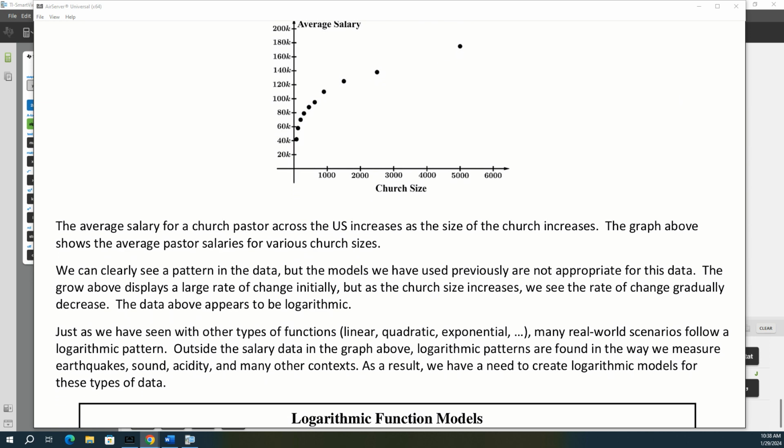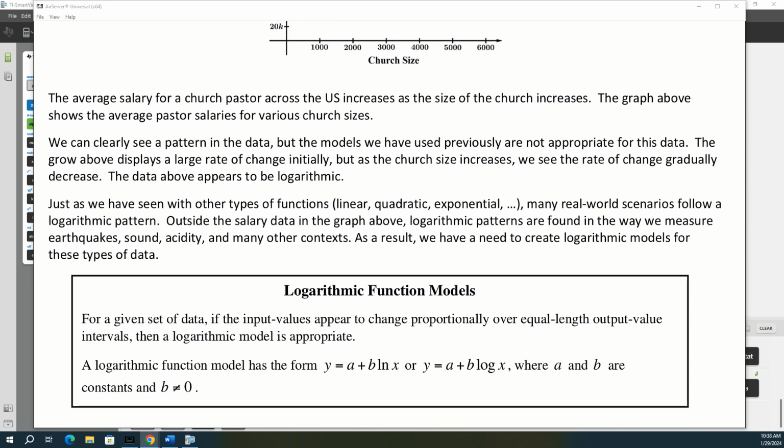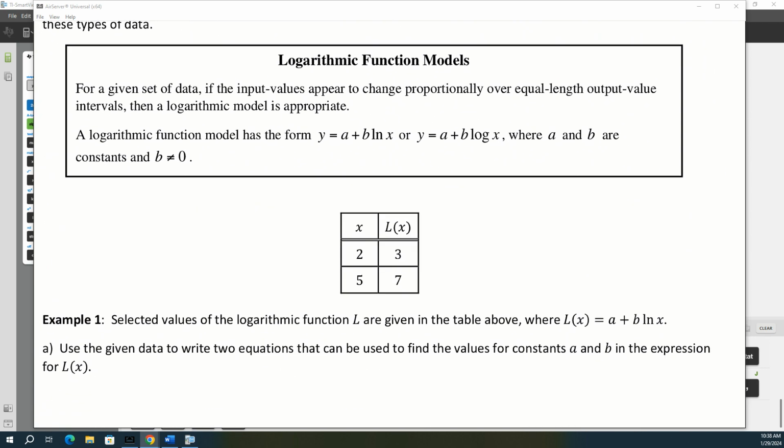All right, so we have found models before using regression. We've done all different types of regression, but today we're going to be doing logarithmic regression. And so we have this logarithmic pattern where you'll have a number and then plus some type of logarithm.